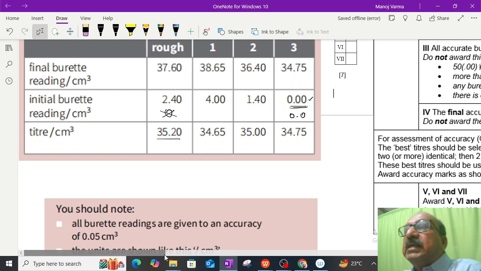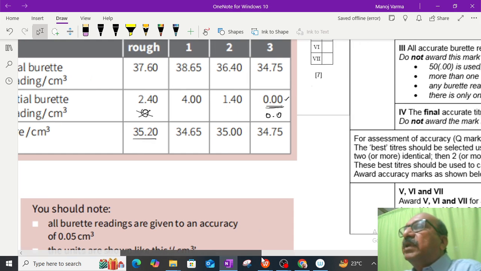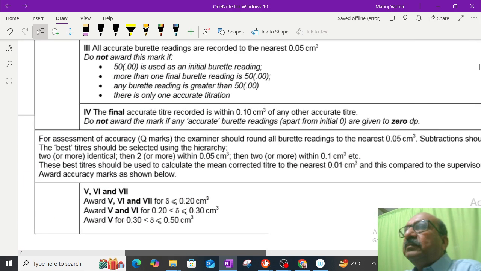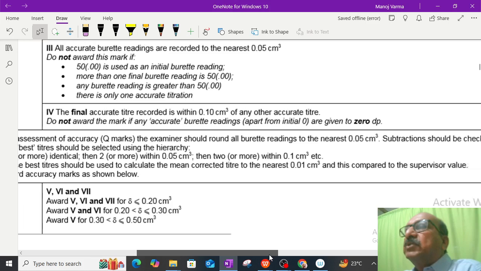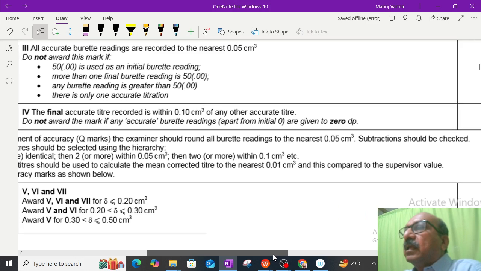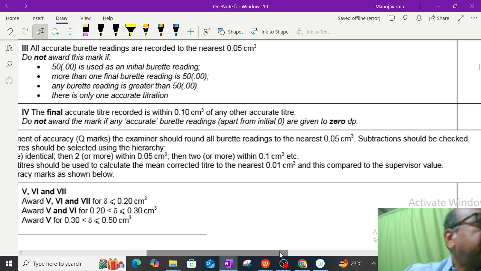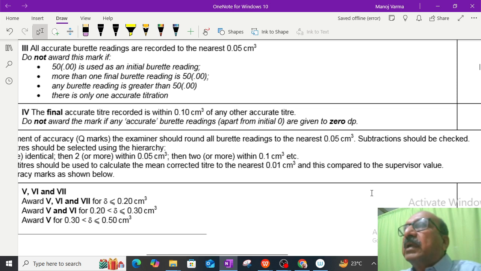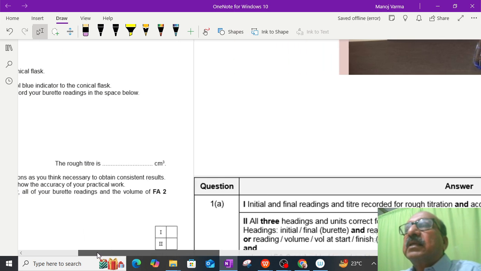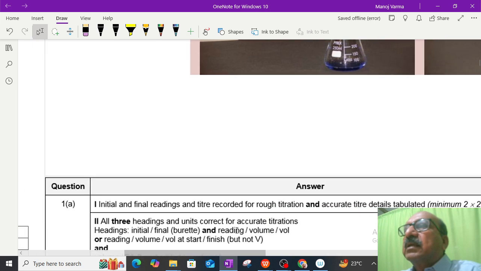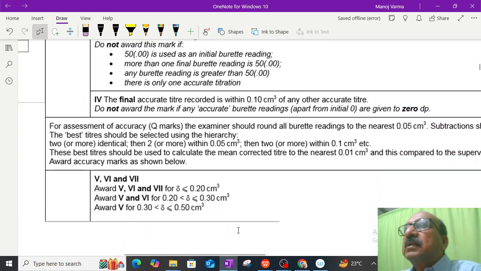The last point is that actually, if you look here at this part, then this part carries 3 marks. See this part. Let me show you this. 3 marks. How are those 3 marks going to be awarded? Let us see this. Right? So see this. Look at this.